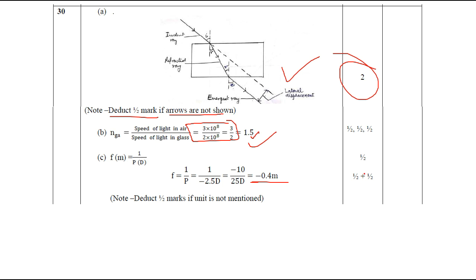If you write this formula, you will get half marks, and if you write this answer, you will again get half marks, and if you write this formula here, you will get half marks. And see what they have told, deduct half marks if unit is not mentioned. So if you are not mentioning the unit, again half marks will be deducted.